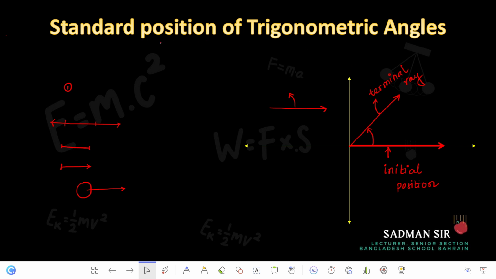In order to be in the standard position, it has to be along the positive direction of the x-axis and the starting point has to be at the origin. And please remember that initially the ray is along the x-axis and this is called the initial position of the ray, and after rotating by a certain angle, the position where it ends up is called the terminal position of the ray or the terminal ray.